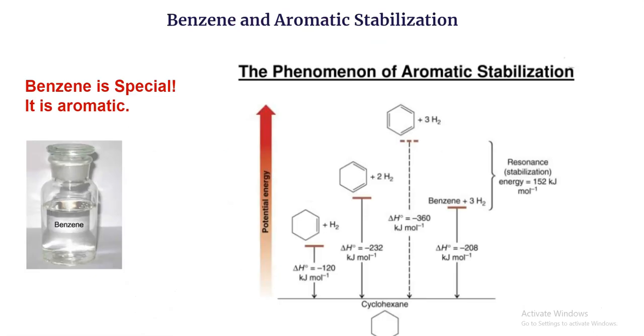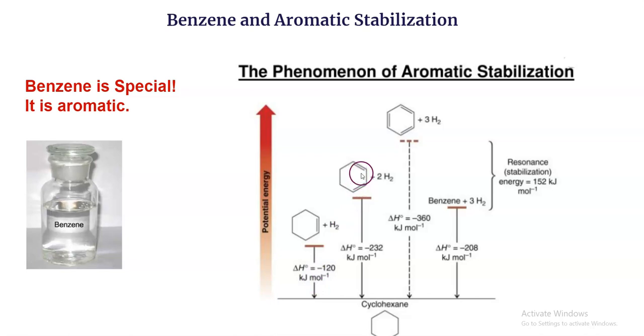Now the second one, we'll look at the heat of hydrogenation. Okay, so let's start here. Look at this molecule first. This is cyclohexene. It's a cyclic alkene. If you hydrogenate this, the heat of hydrogenation, the enthalpy change in hydrogenation, is negative 120 kilojoules per mole.